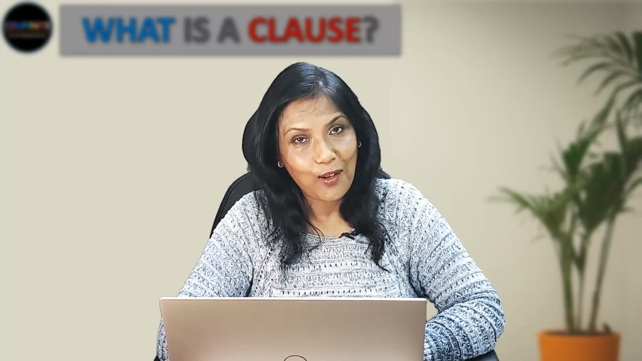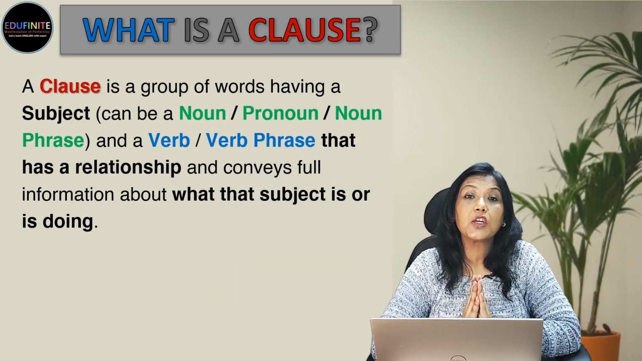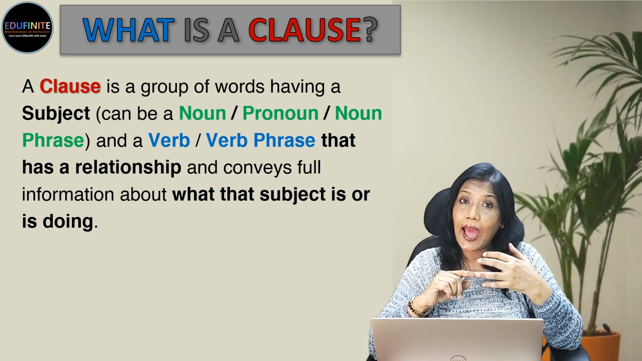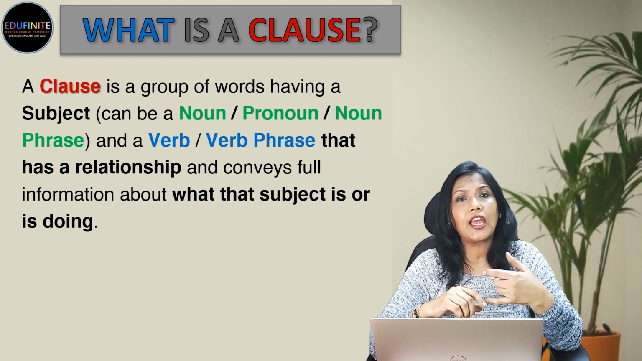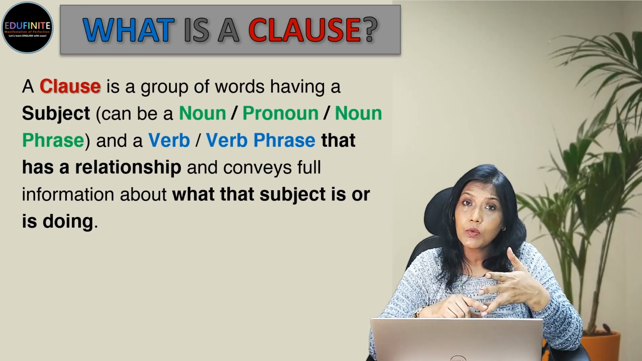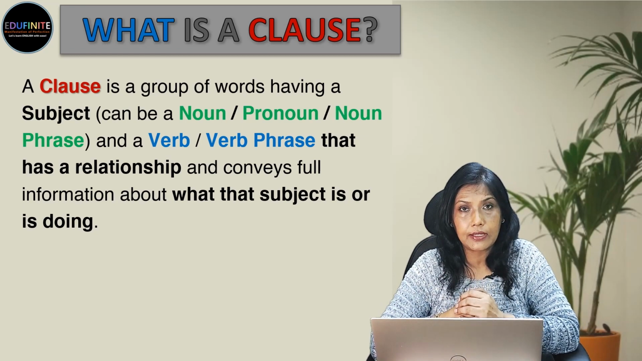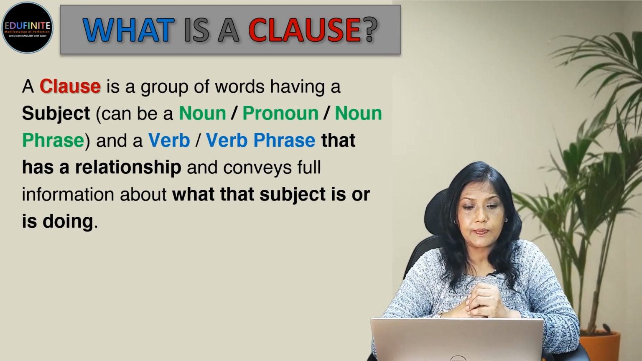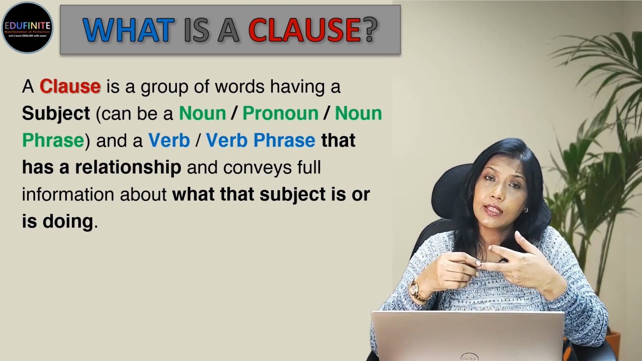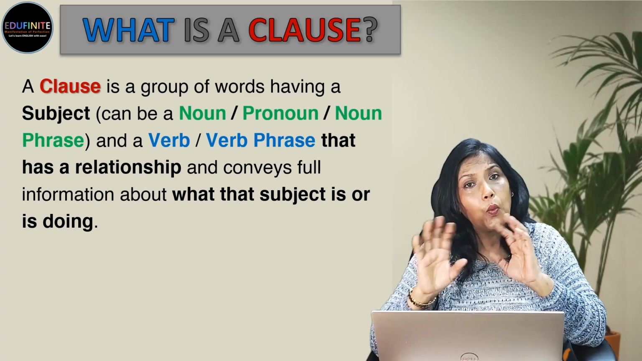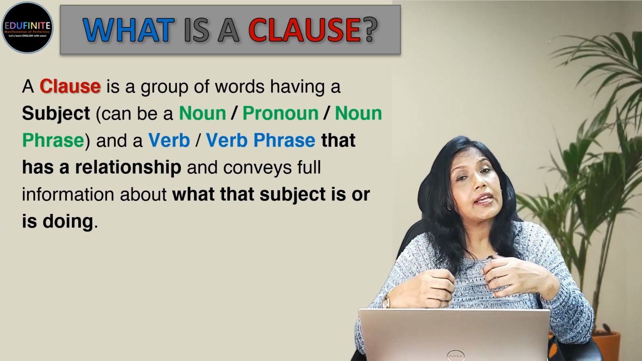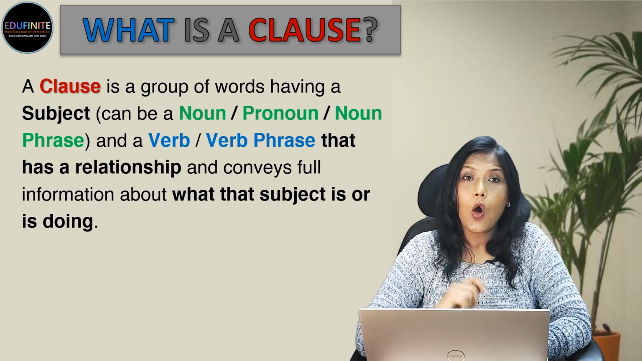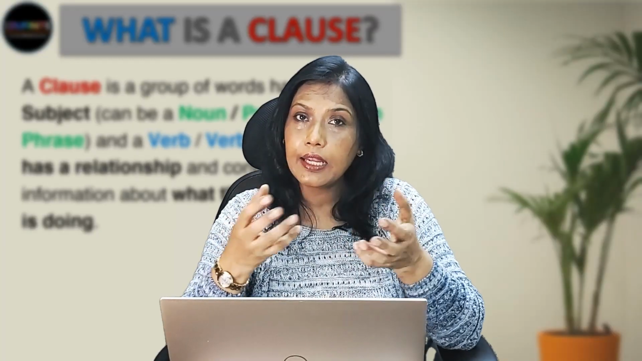What is a clause? Now, a clause is a group of words which will have a subject and a verb. Now, the subject can be a noun, it can be a pronoun, or it can even be a noun phrase. And the verb can be a single word verb or a verb phrase that has a relationship. That means the subject and the verb will have a relationship and convey the full information about what the subject is or is doing.